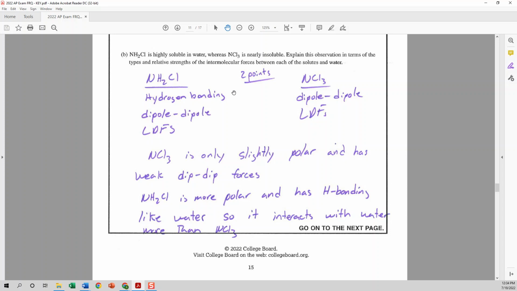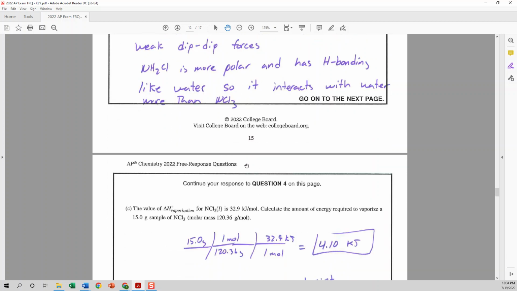I probably should have listed all three, I think, but this is most likely the 2-point question, because there's a lot of stuff. And again, I probably should have added water and said hydrogen bonding, dipole-dipole, and London dispersion forces for that too. All right, so let's move to part C.